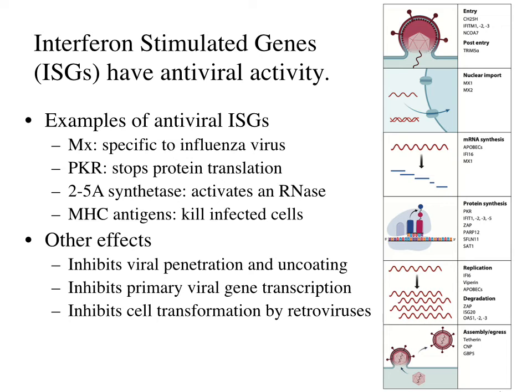The host innate immune response mediated by type 1 interferon and the resulting upregulation of hundreds of interferon-stimulated genes, or ISGs, provide an immediate barrier to virus infection. IFNs induce the production of several known antiviral proteins, and these include PKR, MHC.